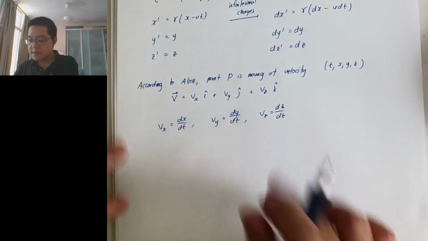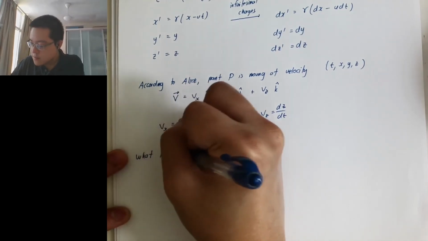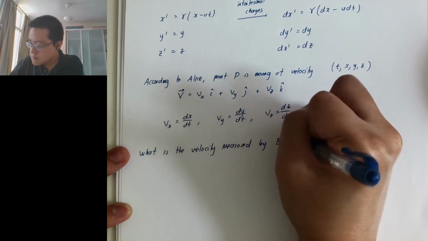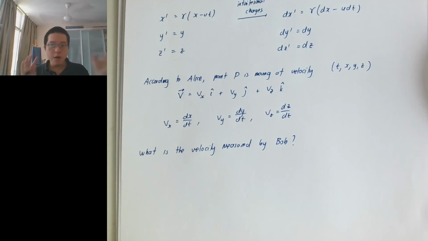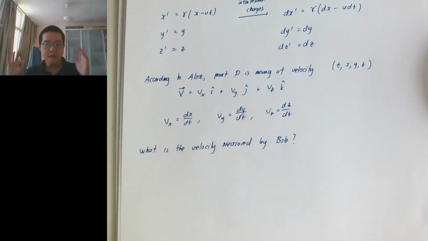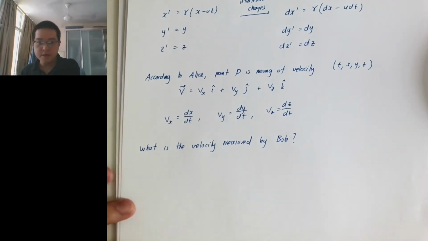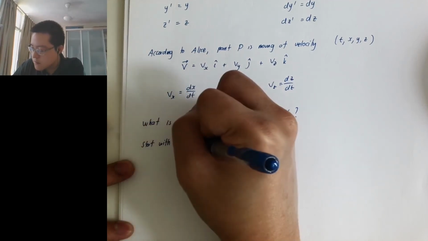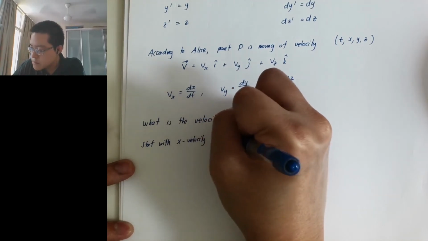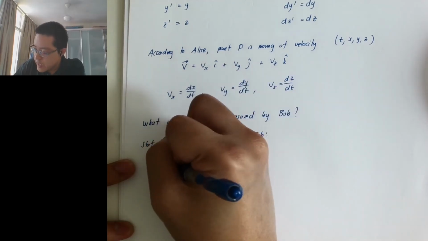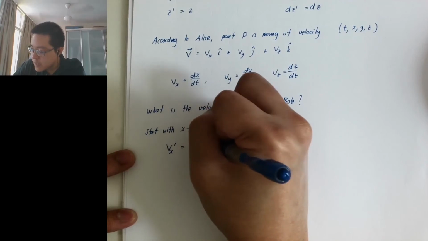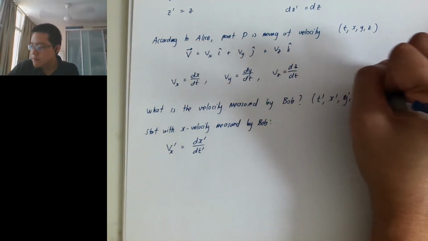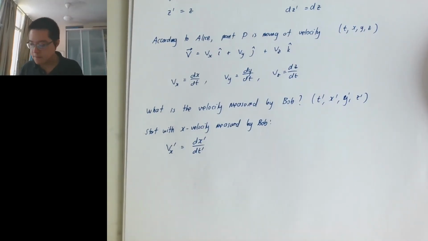Then what is the velocity measured by Bob? Okay, so let's say if you're Alice, you measure this value. So what will Bob measure if you just know this information? Okay, so we can actually calculate this. So let us derive this. Start with the x component. Velocity measured by Bob, which is Vx in Bob's frame. So if we are using Bob's frame, I'm doing the rate of change of x and t, but the coordinates measured by Bob. So this is t prime, x prime, y prime, z prime. So this is dx prime over dt prime.